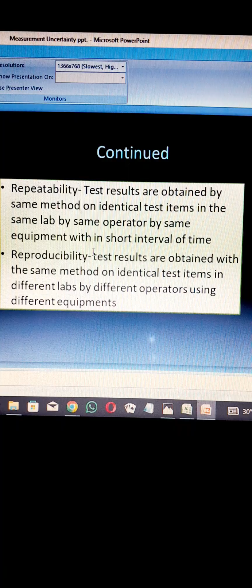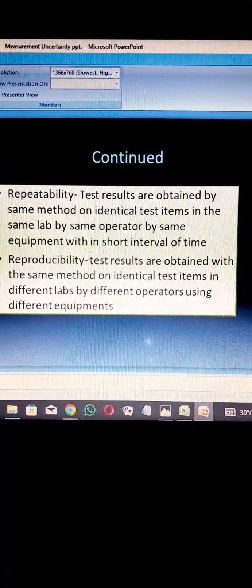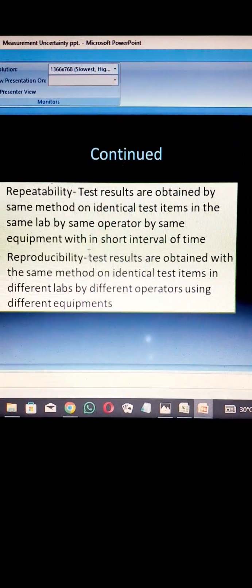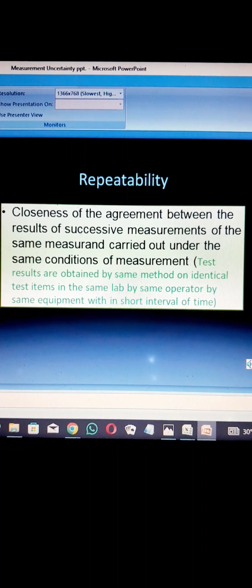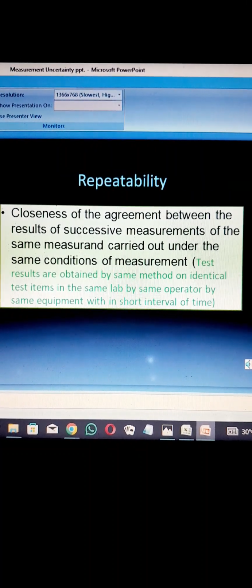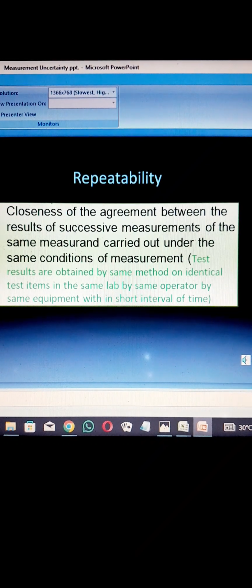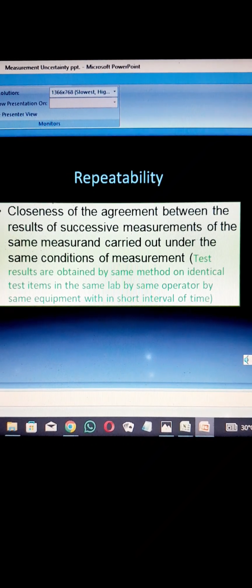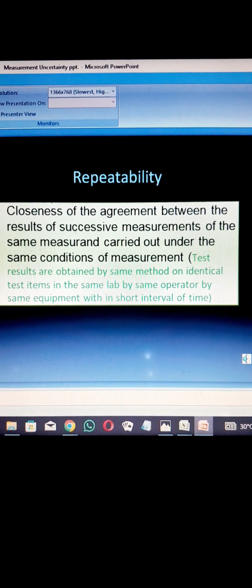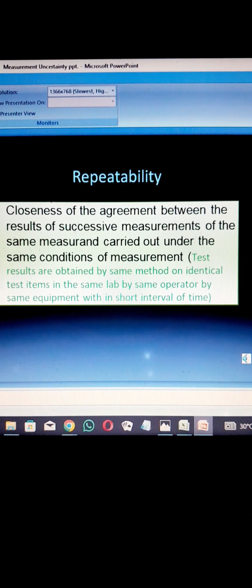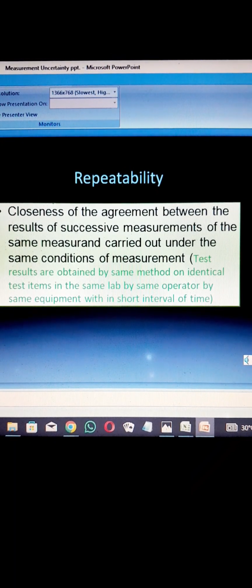Then come to reproducibility. What is that? This is where test results are obtained with the same method on identical test items in a different lab by a different operator using different equipment. Now, repeatability is the closeness of agreement between the results of successive measurements of the same measurand carried out under the same conditions of measurement. The test results are obtained by the same method on identical test items in the same lab by the same operator with the same equipment within a short interval of time.